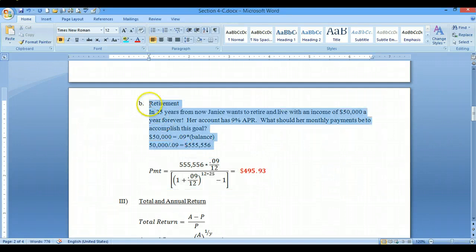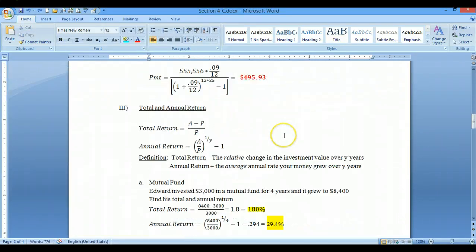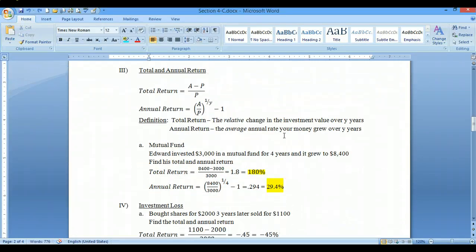Take note of this problem. That's a hint. Roman numeral 3, total and annual return. The total return for something is the amount final minus the principal over principal. Now if you'll remember, back a couple of sections we did new minus old over old. That's the exact same thing, except it's in financial terms.